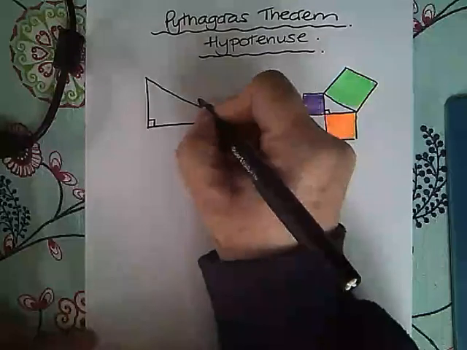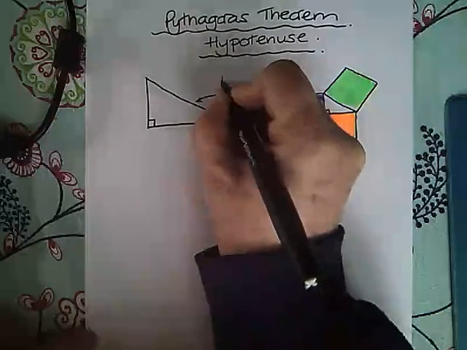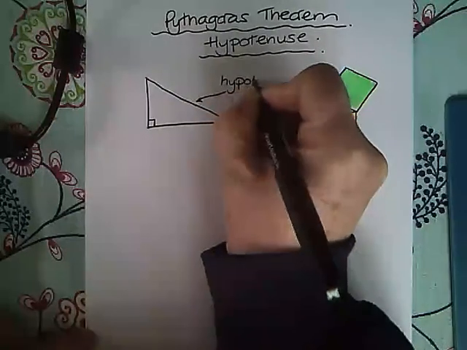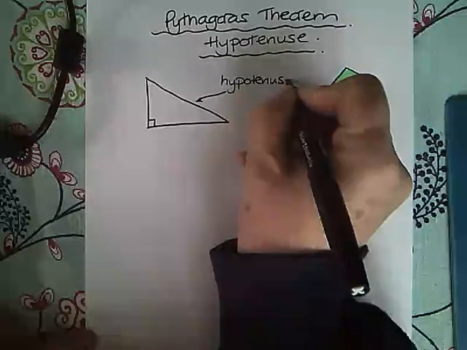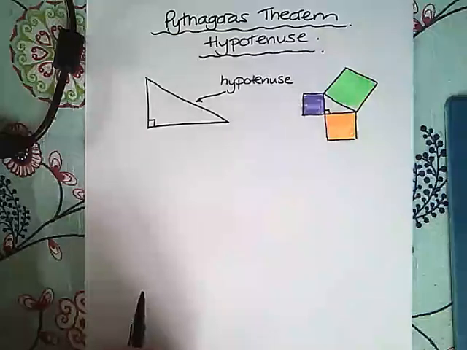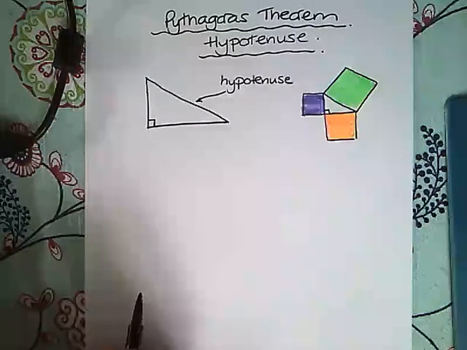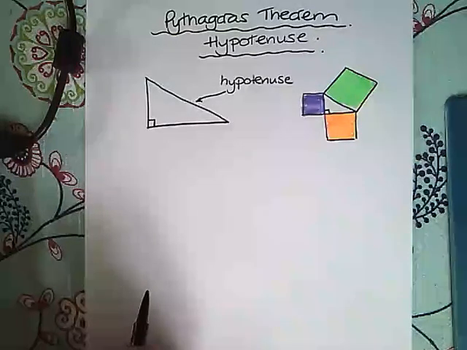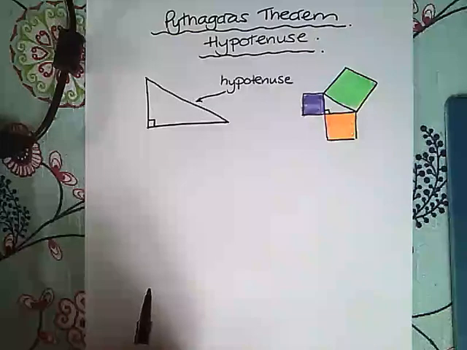So first of all, this is the hypotenuse, and that is the longest side in a right-angled triangle. And it's really important to have a right-angled triangle because Pythagoras' theorem only works if you have a triangle with a right angle in it.